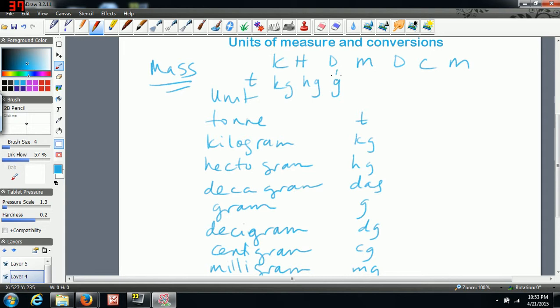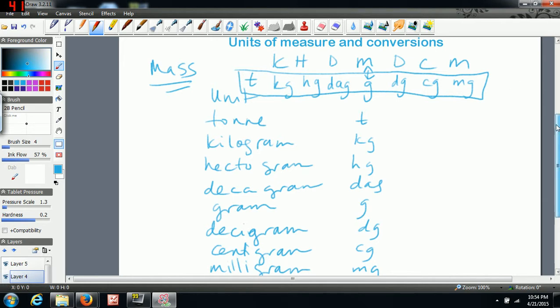hectogram, and then over here we've got decagram, then you have grams. So instead of meters, you have grams. Okay, so those are the units that kind of match each other up. Then you have decigram, so dg, and then you have centigram, and finally milligrams. Okay, so you would use this chart for mass when you're converting between units there.